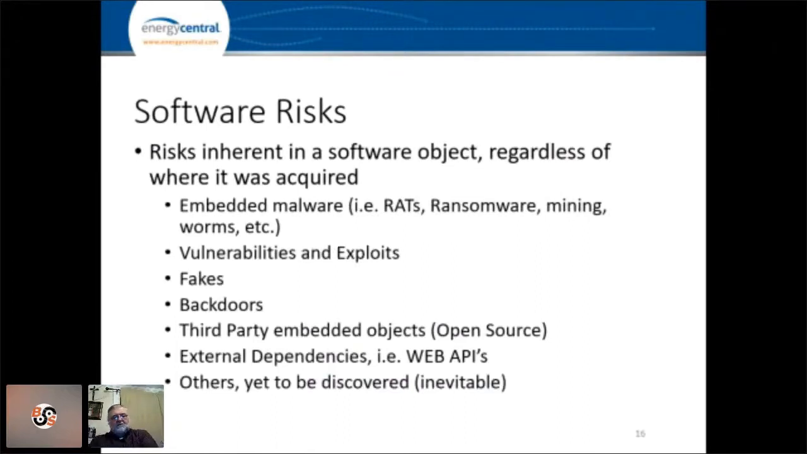So some of the risks that we see within software objects, of course, is embedded malware, like you saw from the HackerOne framework, vulnerabilities and exploits, fakes, backdoors, third-party embedded objects, these are open source, external dependencies like web APIs, and I'm sure there are more we'll discover in time.